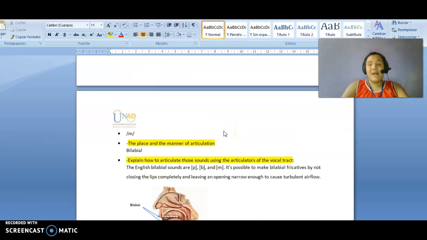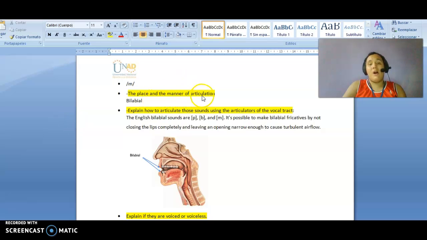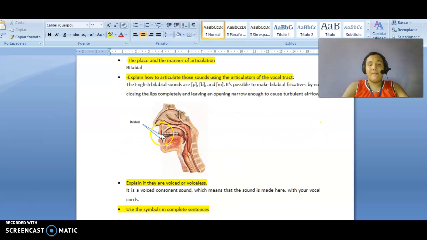Well, for my last consonant sound, the place and the manner of articulation is below. Explain how to articulate this sound using the articulation of the word attack. The English below sounds are P, B, and M. It's possible to make the vibrate by not closing the lips completely and leaving them open narrow enough. Look at that picture. This sound starts in your lips.